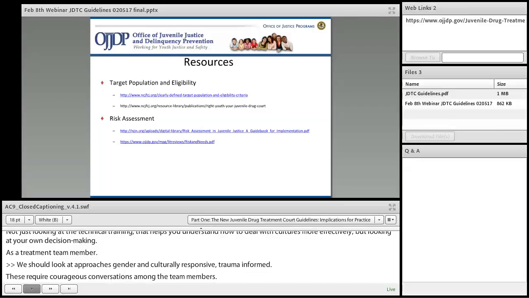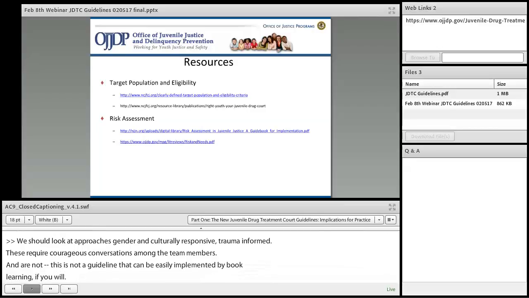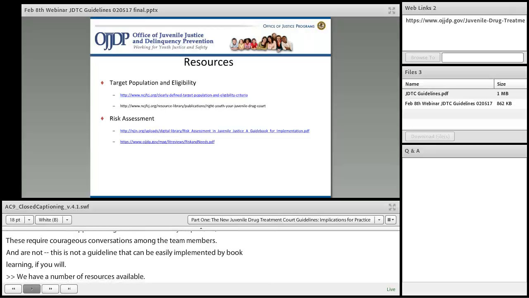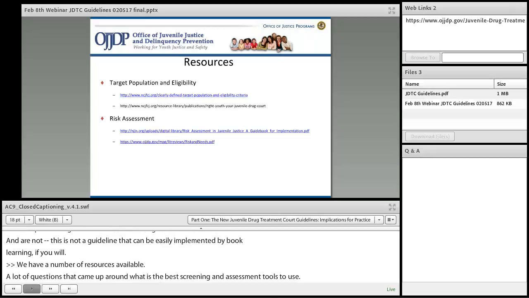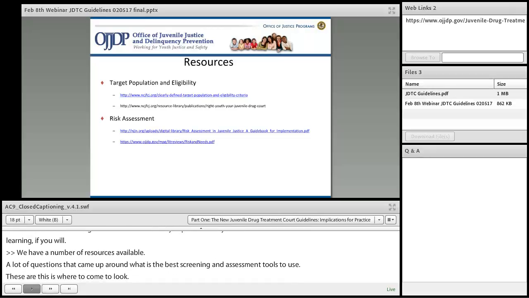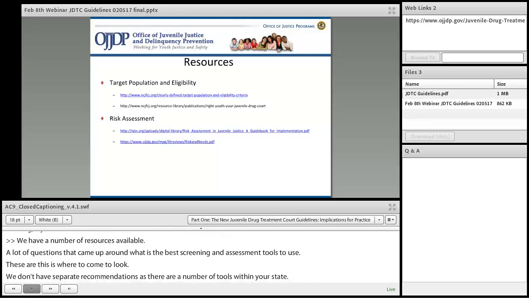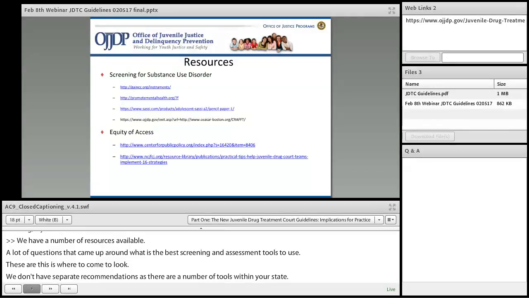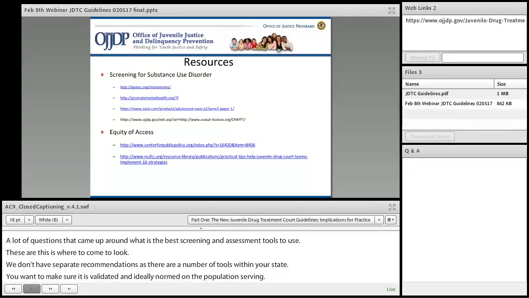All right, so we have a number of resources available for you, and I noticed a lot of our questions were around what is the best screening and assessment tool to use and that kind of thing. And so this is where to come to look for that. We don't have specific recommendations because there are a number of tools out there, and a lot of your states tell you what tool to use. But what you want to do is make sure that it's validated and ideally normed on the population that you're going to be serving, as Nancy mentioned. And so you'll want to be looking at that, both for risk and need and also for substance use.